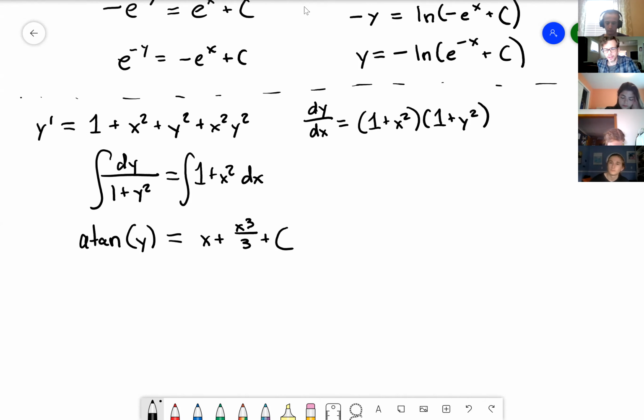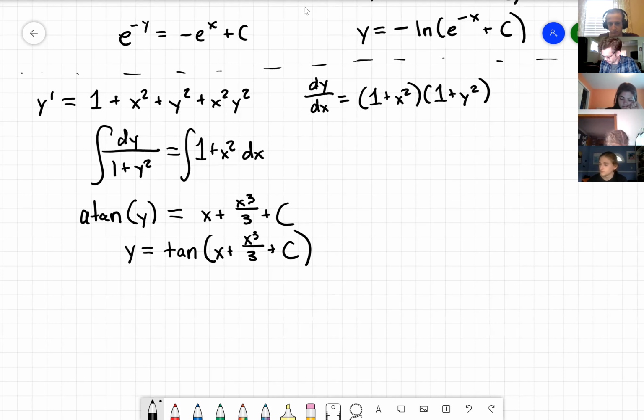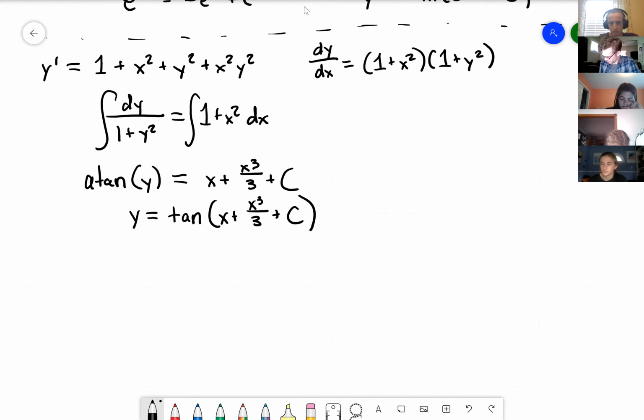And in this case, solving for y is actually pretty easy. We just take the tangent of both sides. So we get y is equal to tangent of x plus x cubed over 3 plus c. Interesting. We could maybe look at the slope field of that too and see what that looks like. Maybe that'll be something for another time.